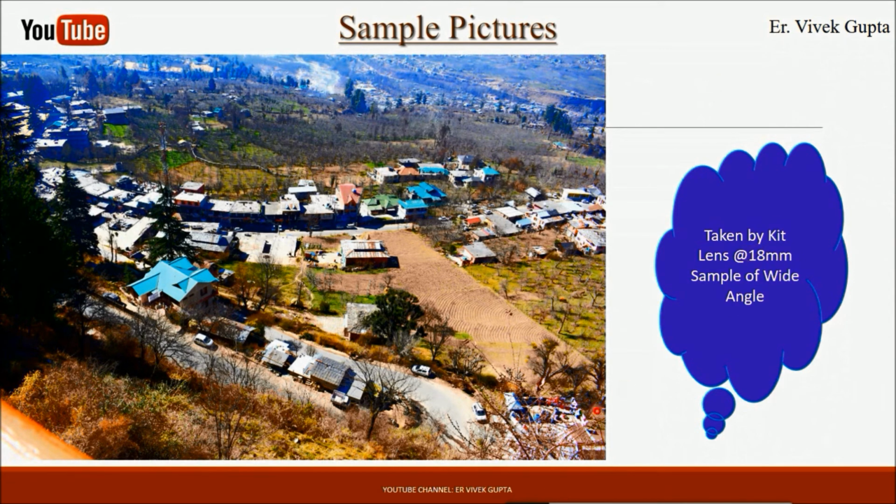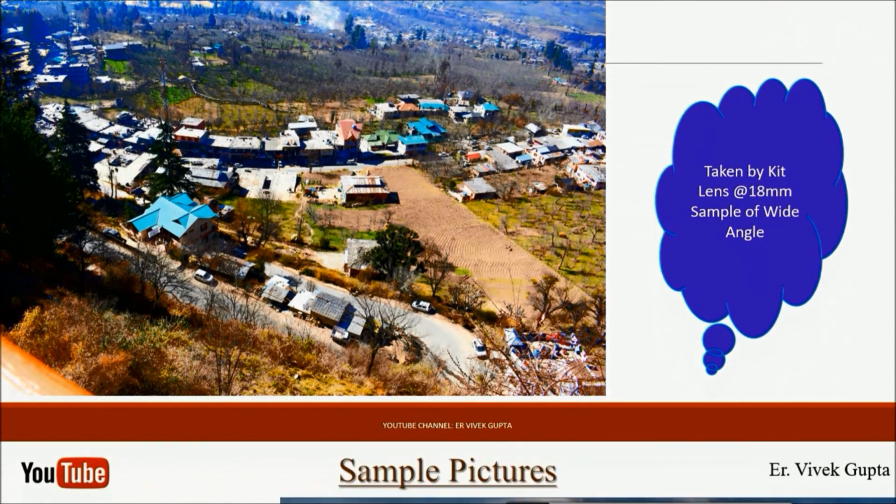So this picture is captured by using an 18 mm wide angle lens. So you can see a wide area I have covered in this scene. Lots of trees, landscape, lots of houses are covered in a single frame. So to capture such types of images where you want to capture wide nature, wide landscape, these types of lenses are used to capture all these things.